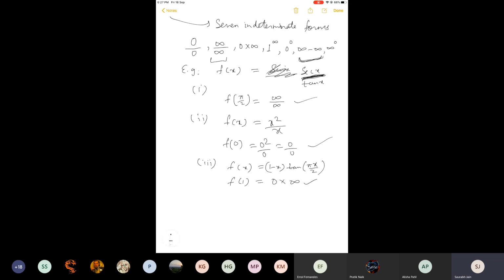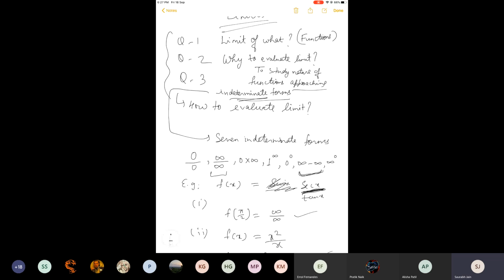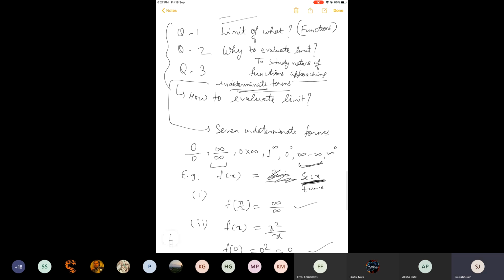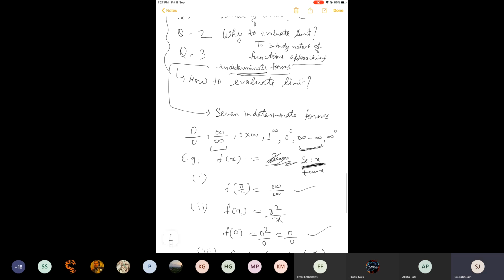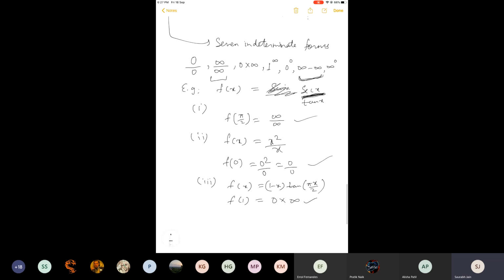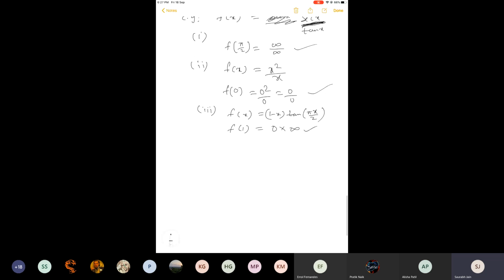So till now, what is limit of what? We will be calculating limits of functions. Why? Because we will be studying their nature, approaching indeterminate forms. What are indeterminate forms? These are indeterminate forms. There are 7 indeterminate forms. Apart from that, no indeterminate form exists. Let me tell you.